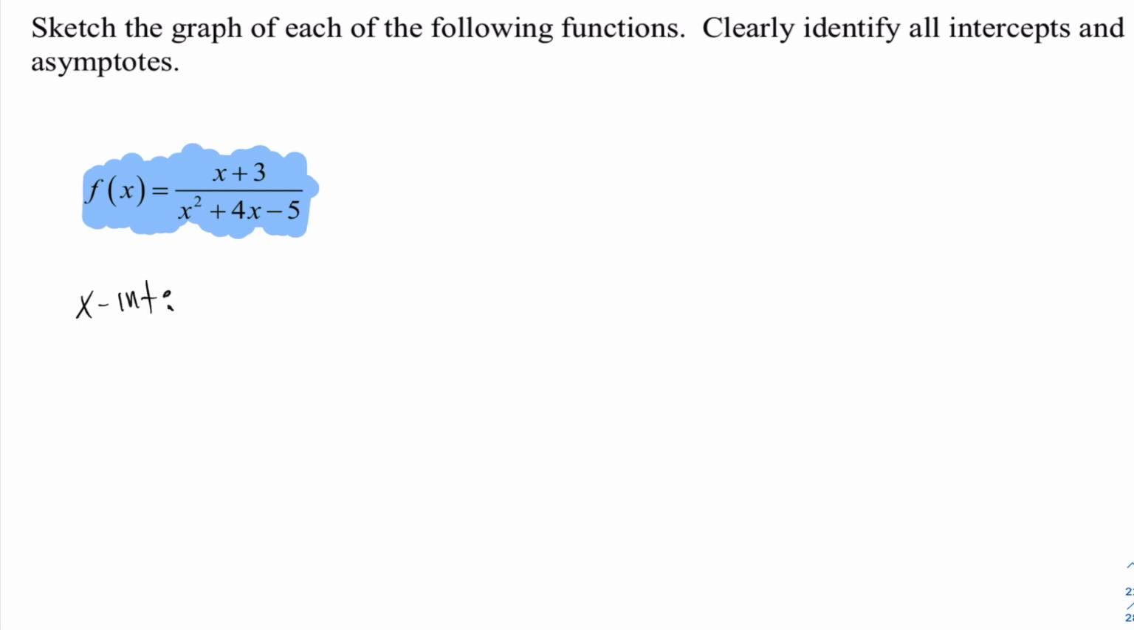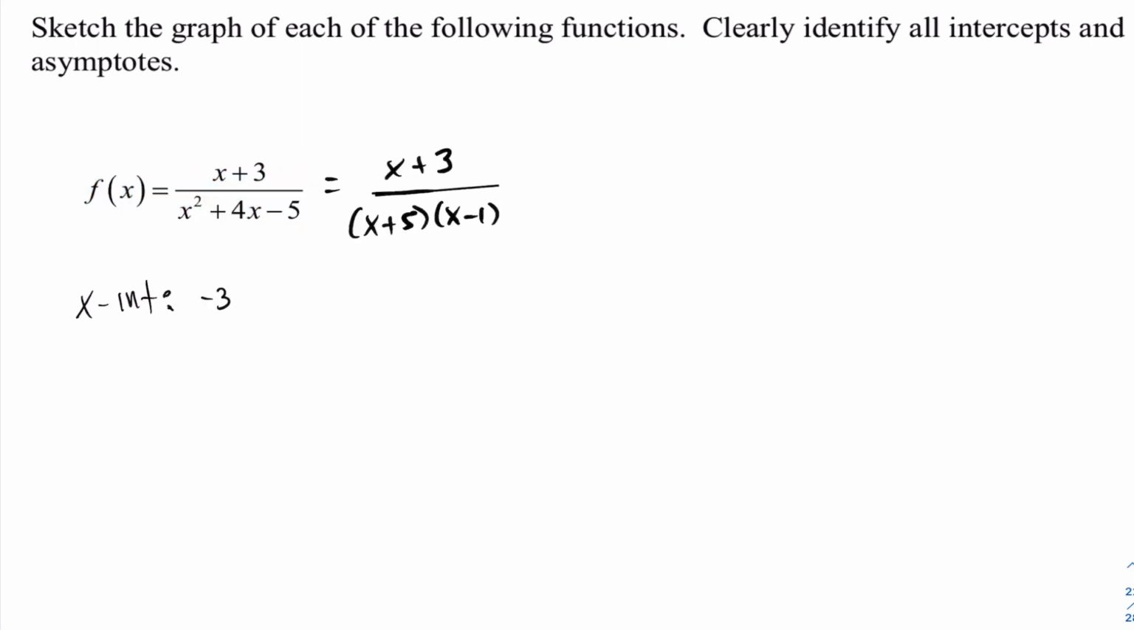The x-intercept happens when the top is 0. The top is going to be 0 at x = -3. It's always a good idea to fully factor your rational function just in case there's any holes in the graph. We don't have any. So we do have our x-intercept at -3. Your y-intercept happens when you evaluate the function at 0. Evaluating the function at 0, we get -3/5.